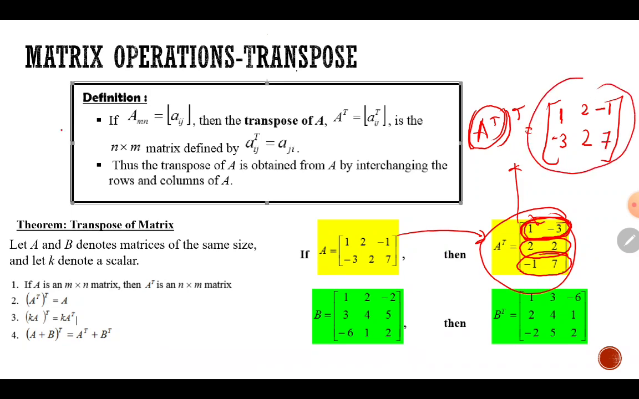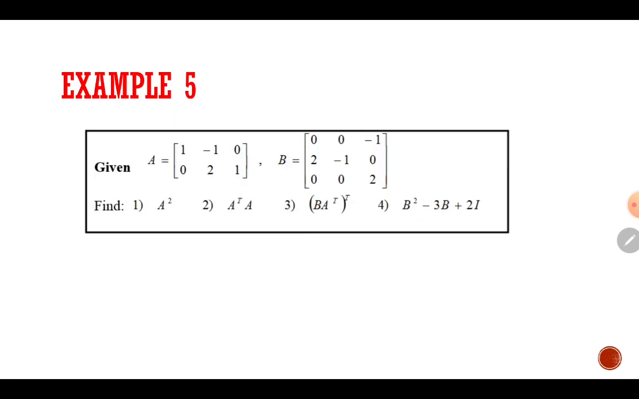So, see, is it the same as matrix A earlier? Yes, it is exactly the same. 1, 2, negative 1, negative 3, 2, 7. Okay, you may try B as well. Alright, okay, done with that.